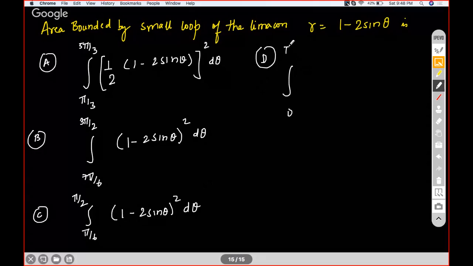But for that, we need to know the limits, right? And for that, we need to know the graph now. For the graph, you need to use the calculator. That's what I'm saying. This is still not over. This is again 5 pi by 6 to pi.